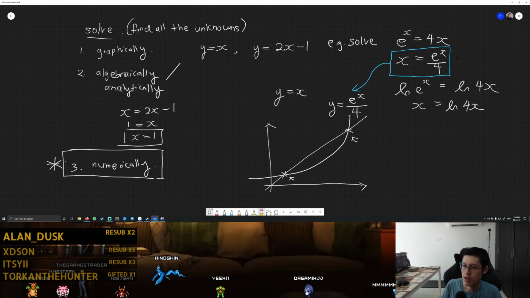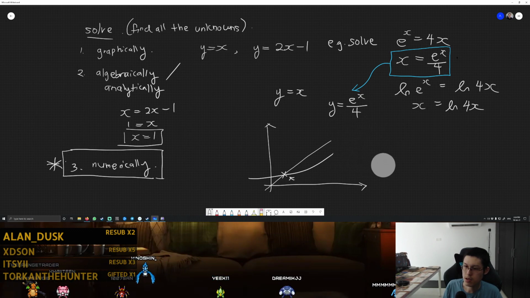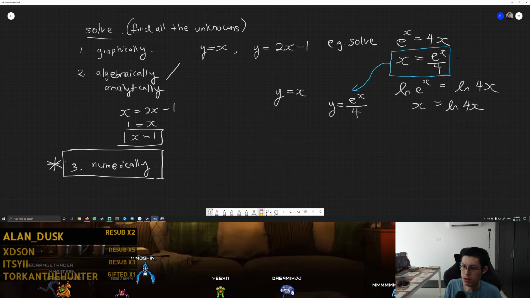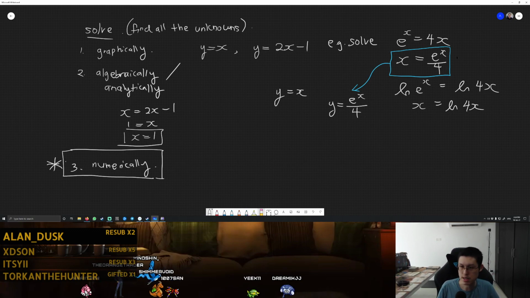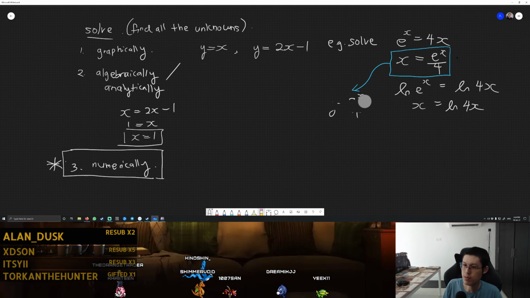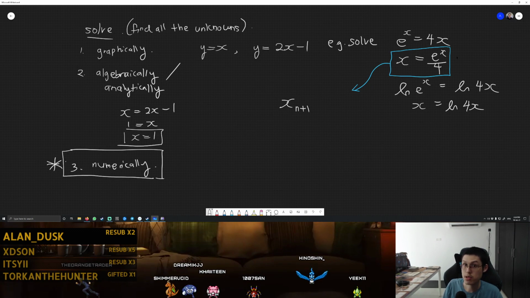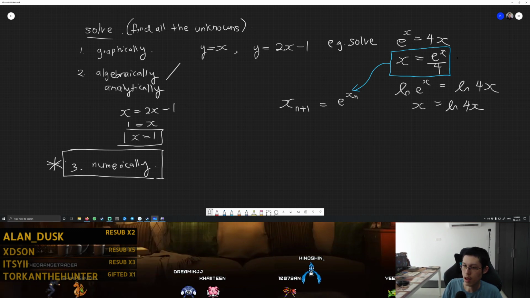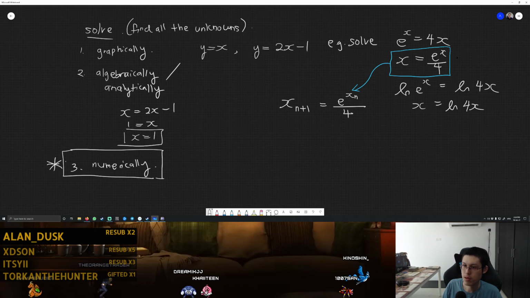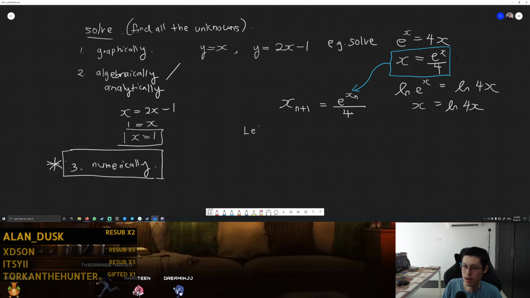Well, to solve it numerically, this is what you do. I'm going to cut to the chase and show you how to do it first, before I explain what's going on behind the scenes. So what you want to do is write x subscript n plus 1 equals e to the x subscript n over 4. The n plus 1 is not a power, it's just a subscript. Then we're going to say let x1 be equal to 1.